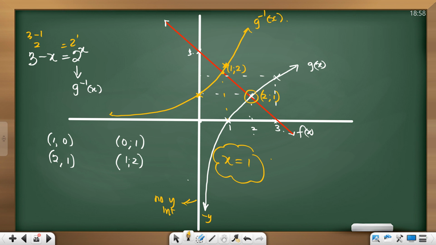Make sense? So if these graphs are intersecting at 2 and 1, by the time I turn it around, where will they be intersecting? 1 and 2. And when we say f of x equals g of x, we are looking for the point of intersection.